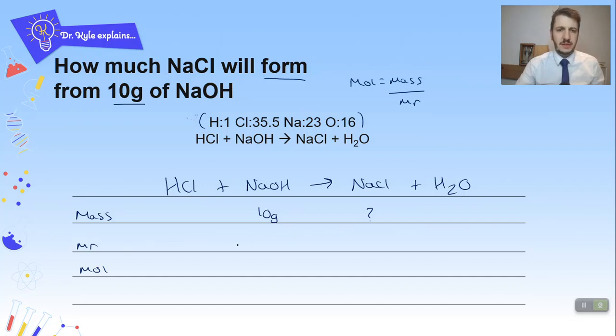So we could work out the Mrs of all of these, but obviously the only ones we're actually going to bother working out are this one here and this one here, because we haven't got any mass numbers for this one or the water. Now, obviously there's going to be some hydrochloric acid reacting in this because you can't form sodium chloride without it. However, because it doesn't mention the mass, we're going to assume that this one is in excess. This means there's plenty of it and we're not going to need to worry about it. So let's go ahead and work this out then.